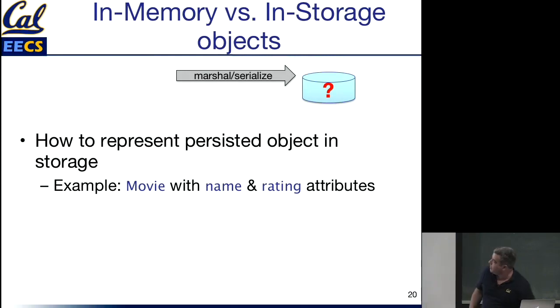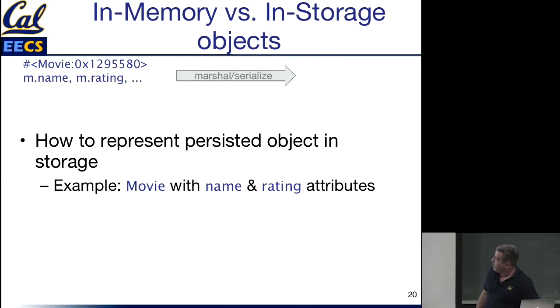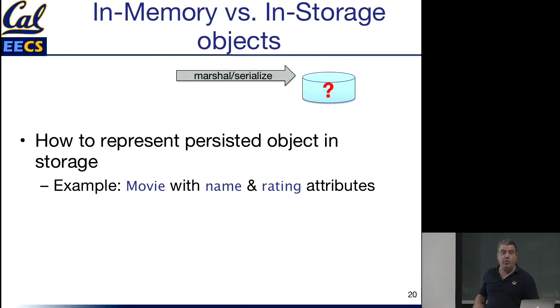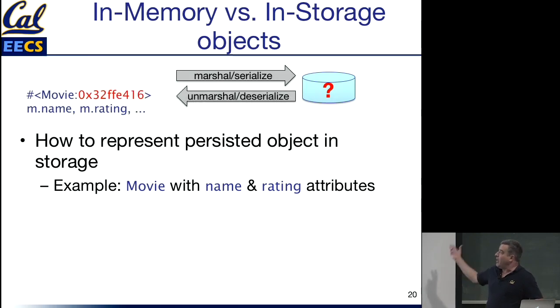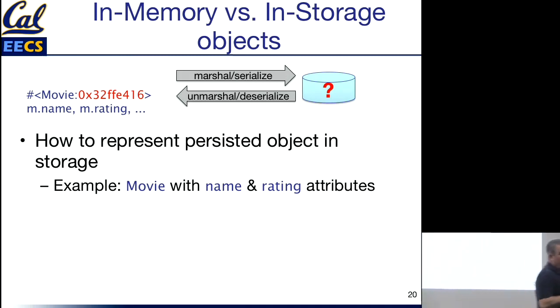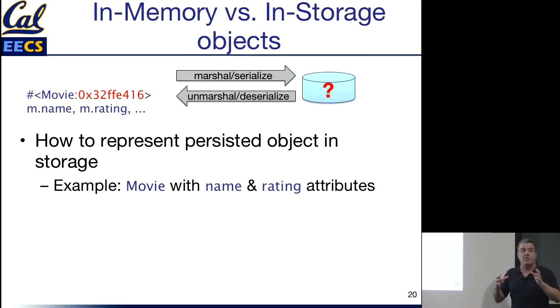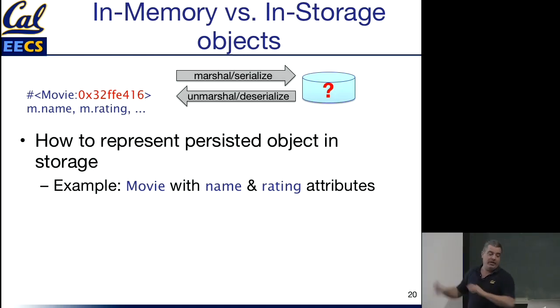So we have an object in memory. We're talking about somehow serializing, creating an external representation of that object that we can store someplace, so that later on we can read out that external representation and convert it back into something that can be manipulated in the programming language. Right? Not necessarily a trivial thing to do. So in the case of a movie with name and rating attributes, who knows how that's represented in memory, but we need some way to represent it deterministically outside of memory, somewhere like an external database.